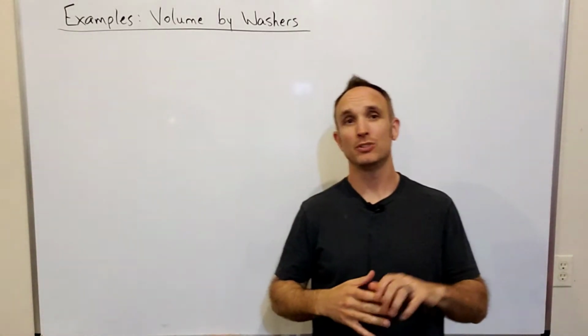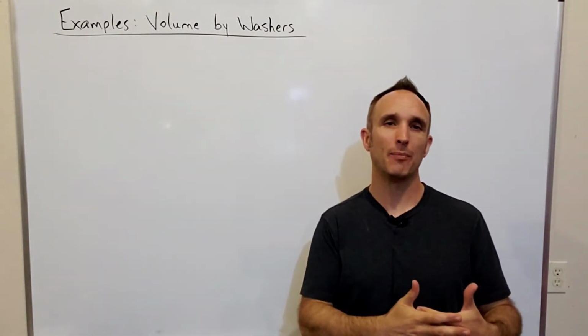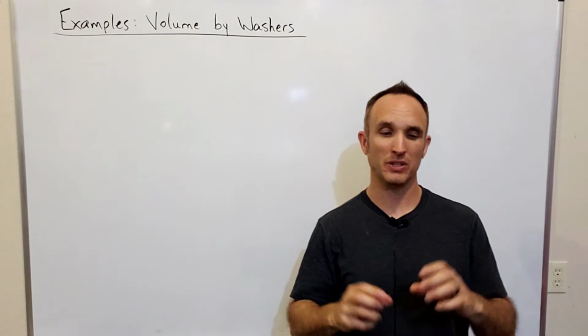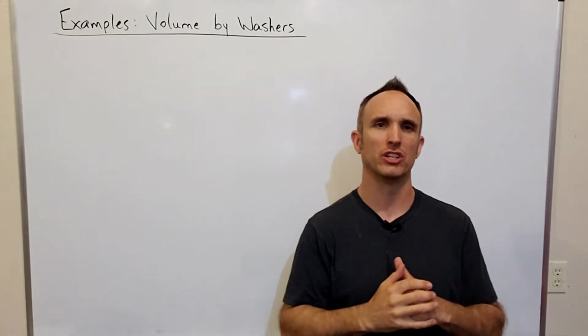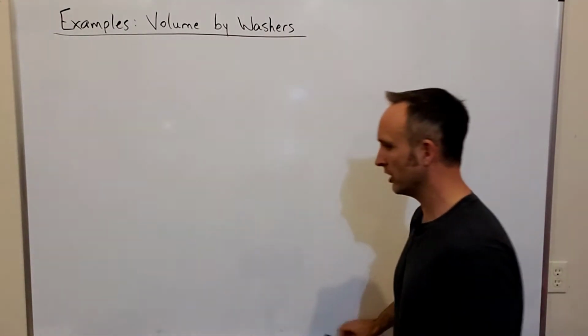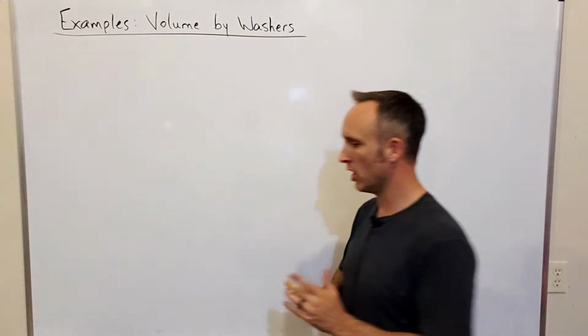Okay, now we're going to do some volumes again. Now that we've seen disk, we're going to look at what happens when you rotate a region around an axis and you get a hollow middle portion. And in that case, you have to use what are called washers. And so that's what we're going to do here, is look at some examples of finding volume using washers.